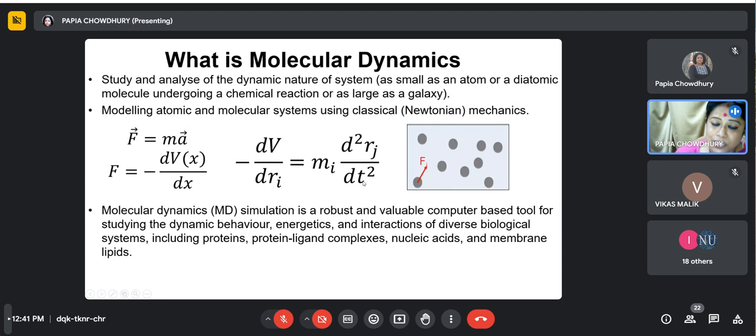So we are going to use these equations to solve the system with varying time. That is actually the molecular dynamics simulation. It's a very robust and valuable computer-based tool for studying the dynamic behavior.